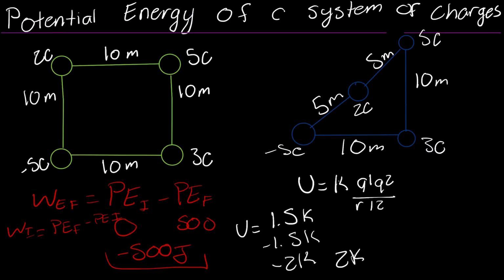Okay? And what we do in the end, okay, is that we just simply add them up. Okay? So we have here 1.5 minus 1.5, and then 2 minus 2. Okay, and what we are left with is a total potential energy of 0, okay? So that's the final.